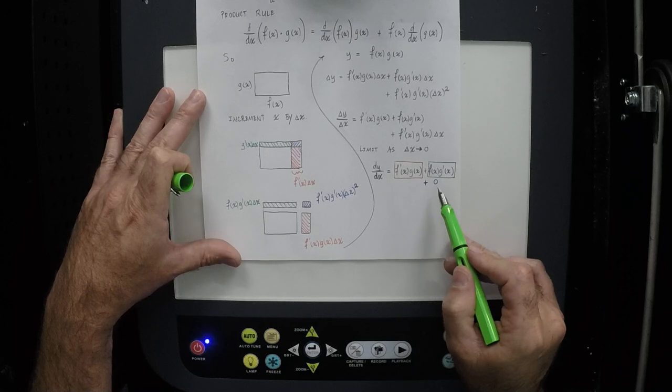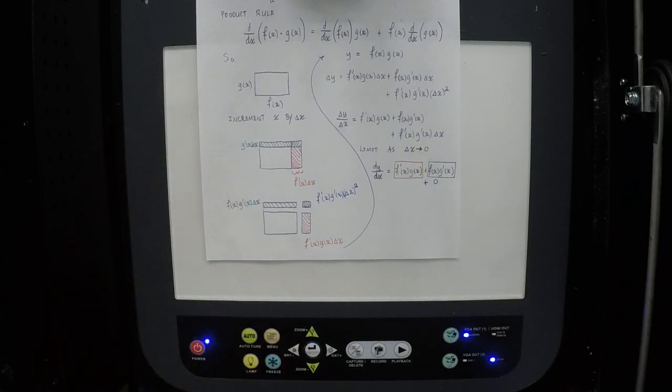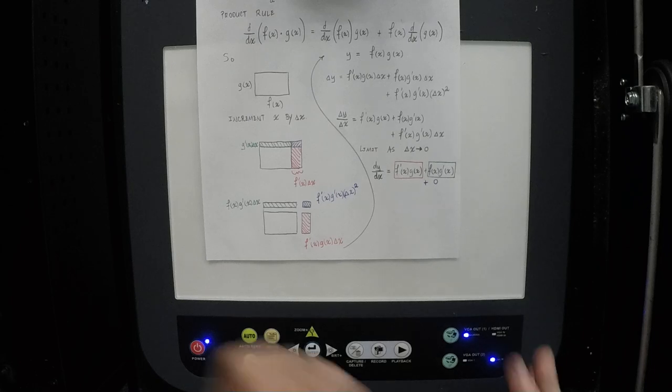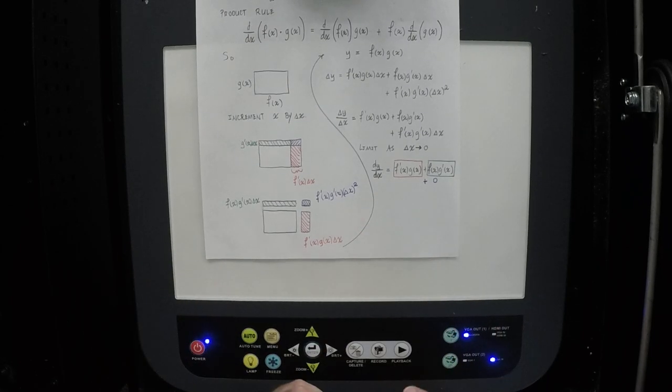That's what the product rule is saying. It's not some arbitrary formula that your calculus instructors demand that you memorize. It's talking about the way rectangles change. That's what it's saying. Good. Any question about this? Okay.